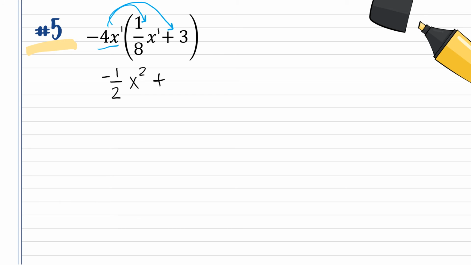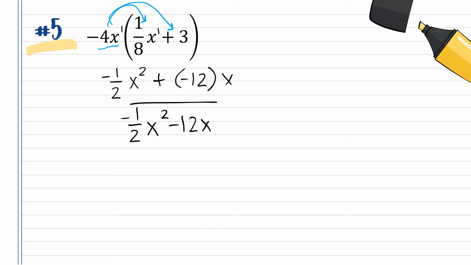plus, now when we multiply negative 4x times 3, we can multiply our coefficients. Negative 4 times 3 gives us negative 12. And then x to the first, and then since there's no variable, we just keep that x. So we can finally write this as negative 1/2 x squared minus 12x.